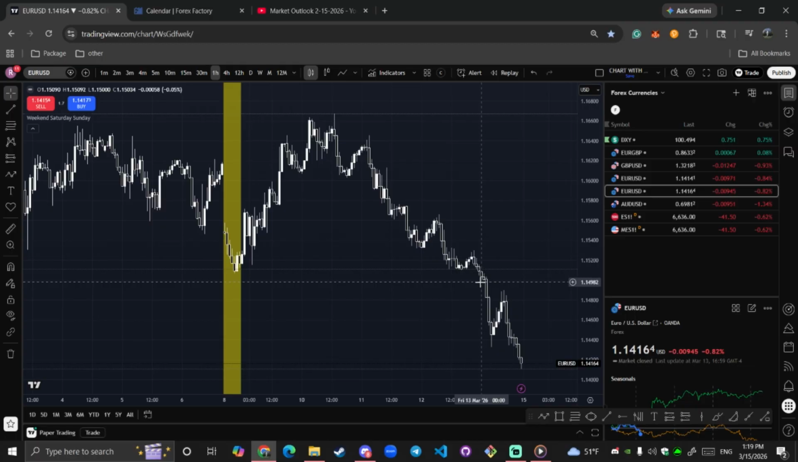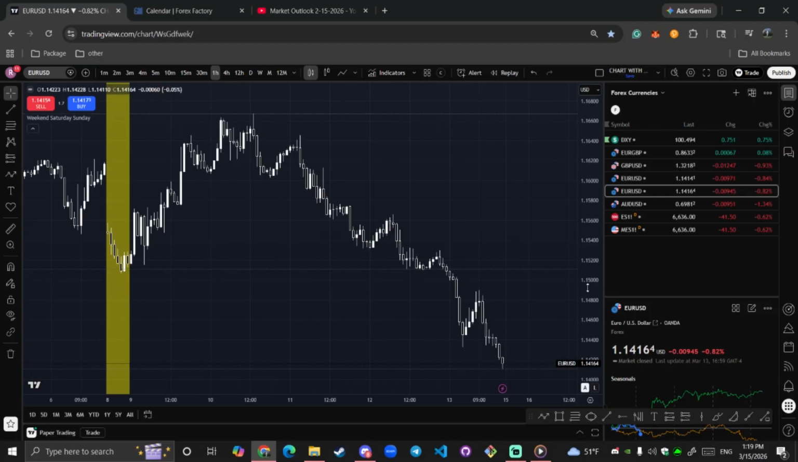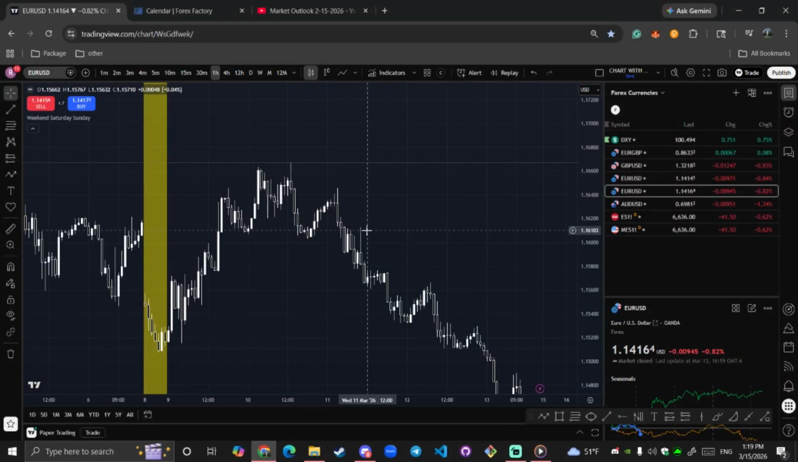The New York session is around 8 to 5 p.m., but most of the volatility is going to be between 7 to 10. And again, volatility is how much the market is really moving, how aggressive it's moving. And from 7 to 10, I'm looking for what the London session did, right?